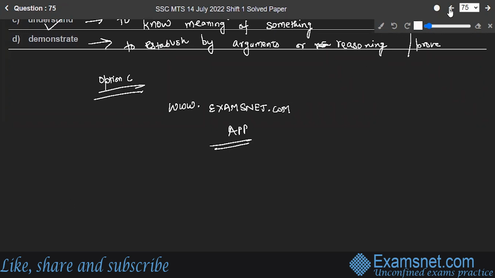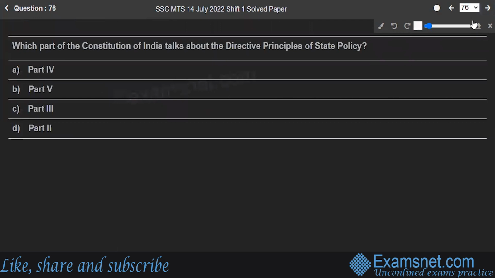So let's move to the last section of the paper, that is the GK, question number 76. Which part of the Constitution of India talks about directive principles of state policy? Part 4, Part 5, Part 3, or Part 2? See, the correct answer to the question is option A, Part 4. Part 4 of the Constitution of India deals with the directive principles of state policy.